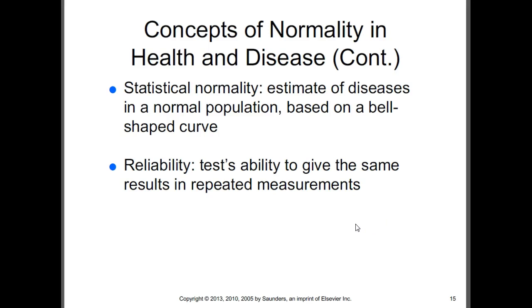Right? So statistical normality estimates diseases in a normal population, based on our regular bell-shaped curve. So you have to remember the bell-shaped curve. So go back to statistics and review that, right? And the reliability is a test's ability to give you the same results in repeated measurements.